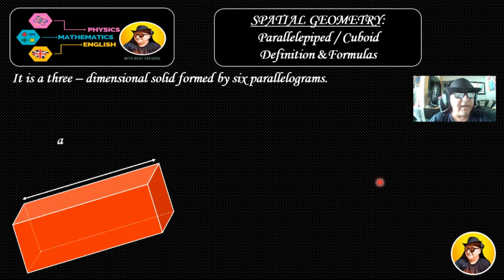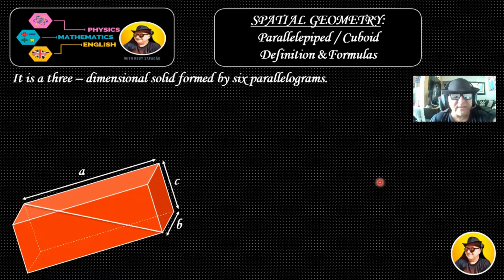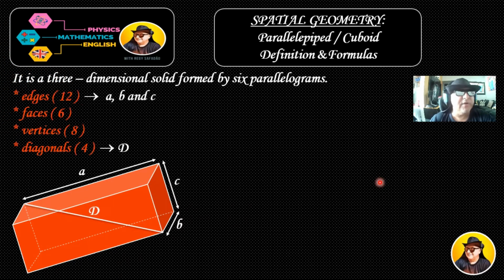Then we have A, B, and C. Then we have a straight line inside it, which is D. Let's see their names. The parallelepiped has 12 edges, 6 faces, 8 vertices, and 4 diagonals. The edges A, B, and C are the 3 principal edges, and D is the diagonal of the parallelepiped.